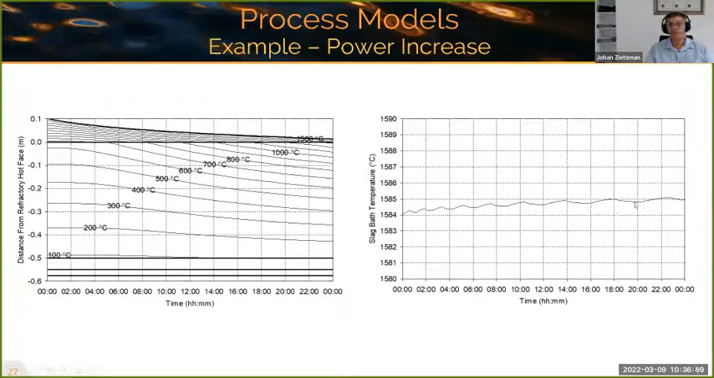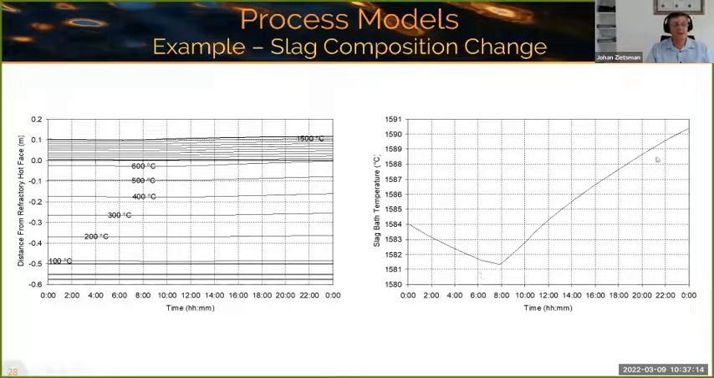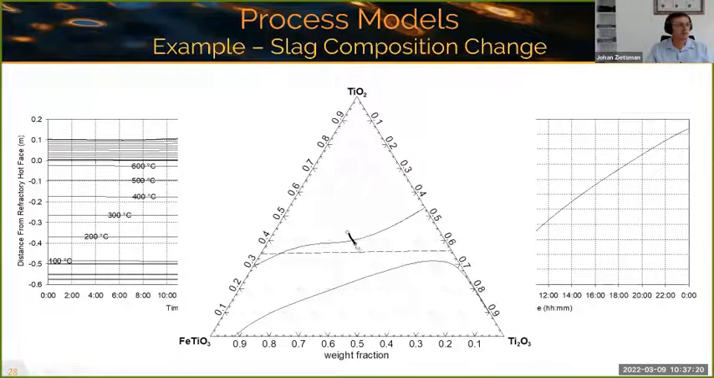There's virtually no change in bath temperature. If we change the composition of the slag that we are producing, so the ilmenite composition changes or the reductant composition changes, then we might see that the slag freeze lining does not respond to any great degree, but the bath temperature does. And the bath temperature may respond because we are moving towards a different point on the phase diagram. And in this case, we are crossing this eutectic groove that runs through this phase diagram.